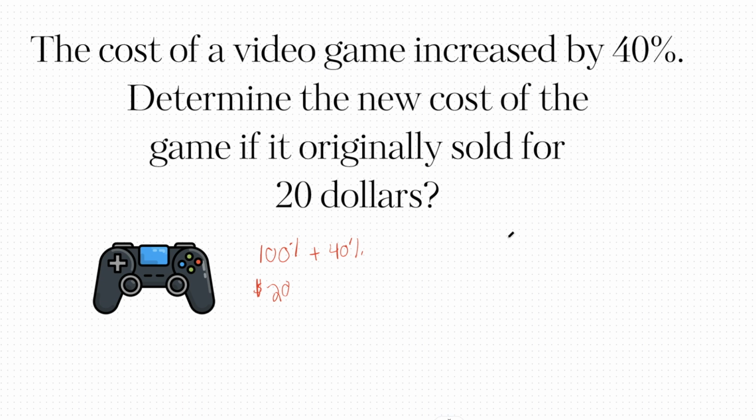So to get 40%, we first have to do the 10% rule. 10% of 20 is 2. And I know that 40% is 4 of those, so I'm going to multiply by 4 on both sides. That means 40% is going to equal 4 times 2, which is 8. So $8 is 40%. So finally, to get the new cost, it's going to be $20 plus this 40%, which is $8, to get a total of $28. And there you go.